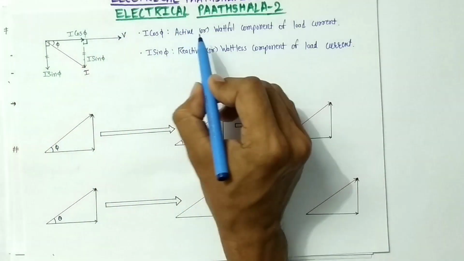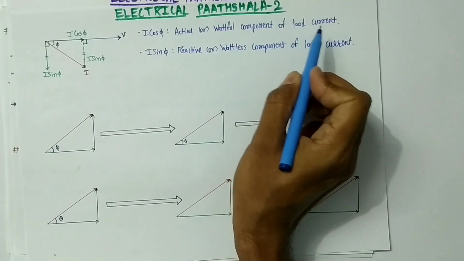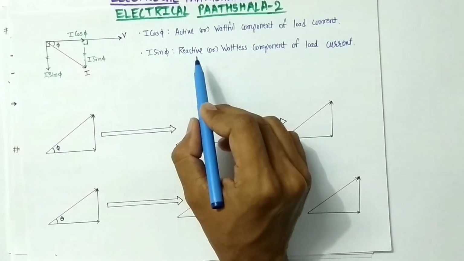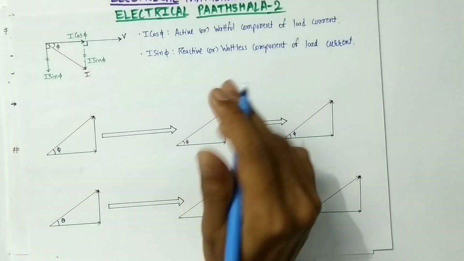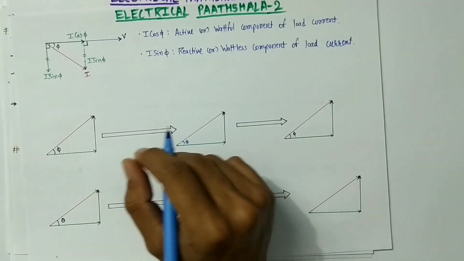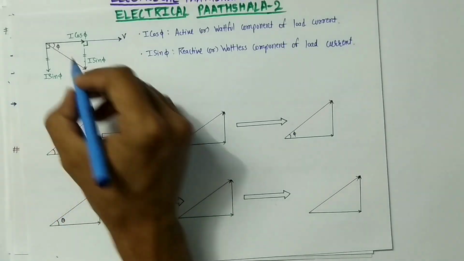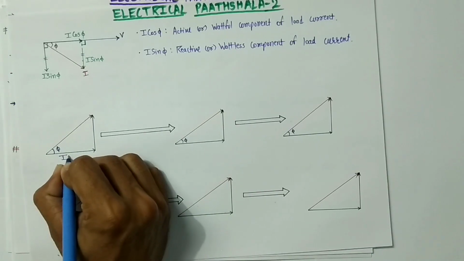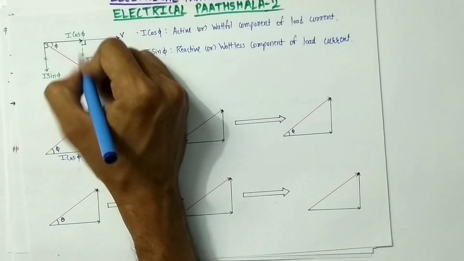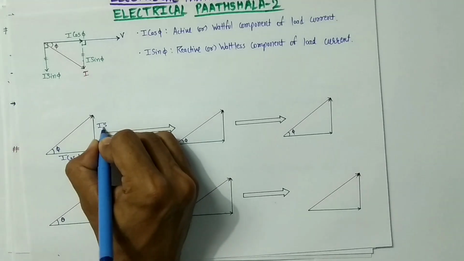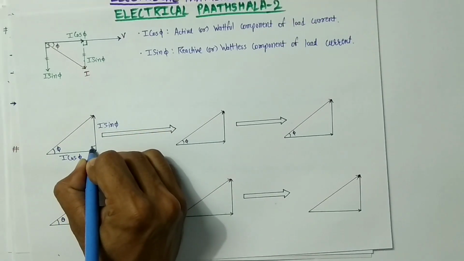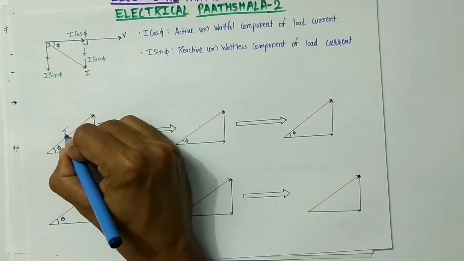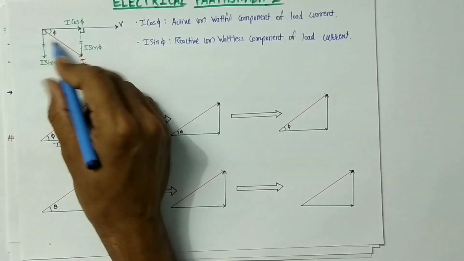Now this I cos phi is known as the active or wattful component of load current, whereas this I sin phi, which is 90 degrees out of phase from the supply voltage, is known as the reactive or wattless component of load current. So let's draw the power triangle. First of all, let's draw this current triangle. This side is I cos phi, and this is the side I sin phi, which is 90 degrees from this I cos phi, and this is our total load current I.